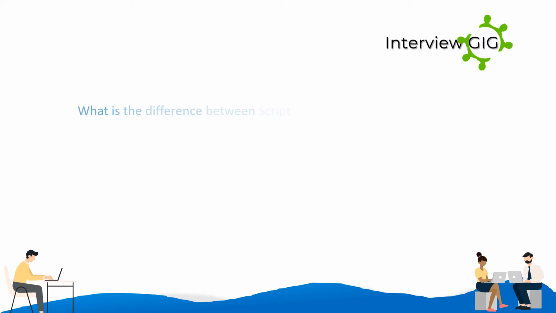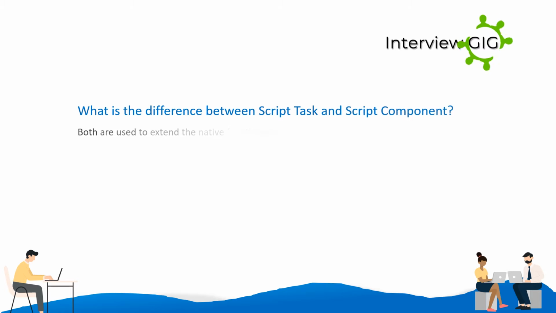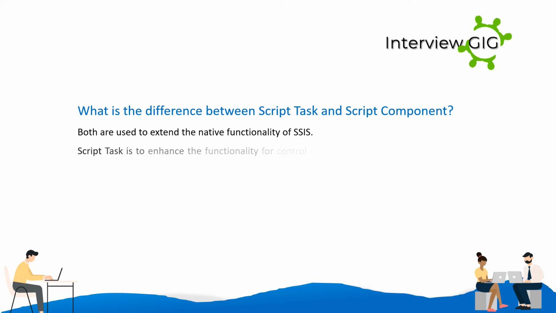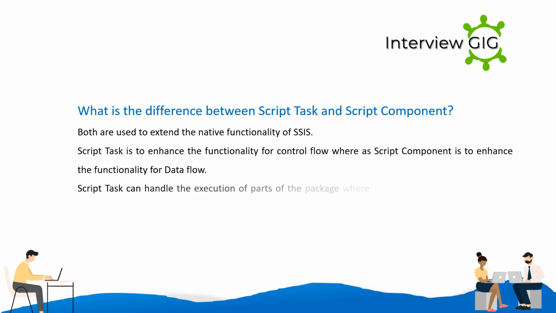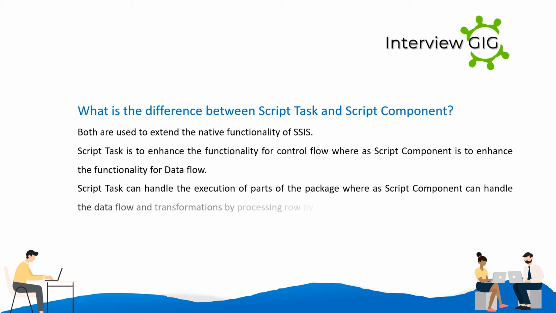What is the difference between script task and script component? Both are used to extend the native functionality of SSIS. Script task is to enhance the functionality for control flow, whereas script component is to enhance the functionality for data flow. Script task can handle the execution of parts of the package, whereas script component can handle the data flow and transformations by processing row by row.